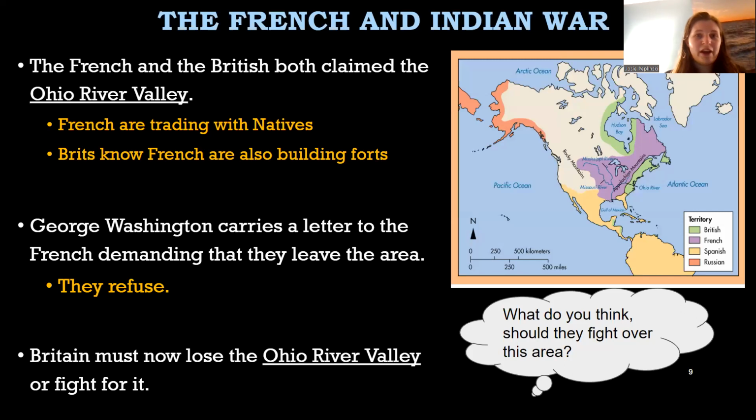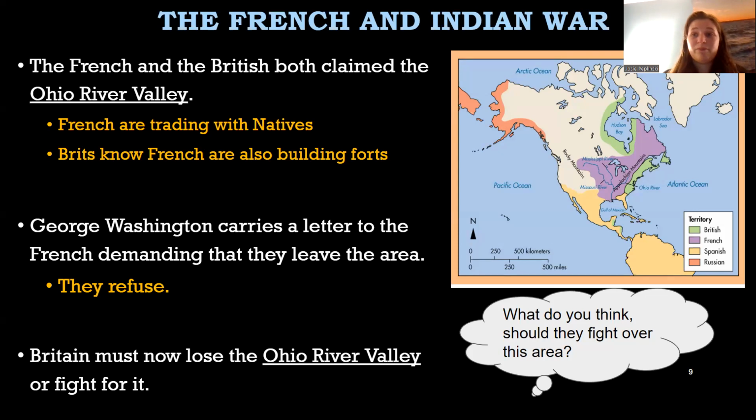So the disputed area here is the Ohio River Valley. The French are trading with Native American people here, and they're also starting to build forts. This makes the British colonists wary of what's going on here because they thought that they had claim over the Ohio River Valley as well. But now that the French presence there has escalated from just trading with people who live there into building forts, the British are beginning to feel threatened.